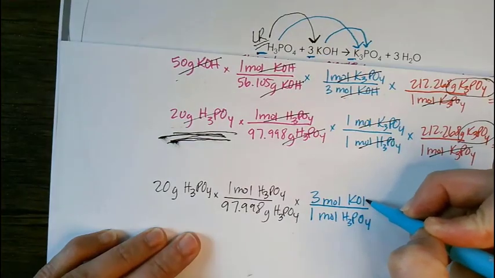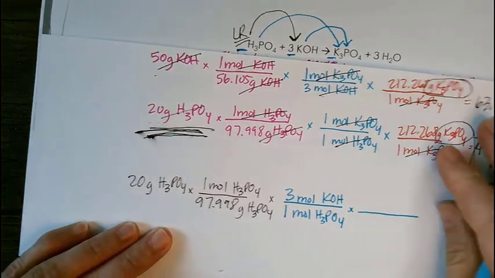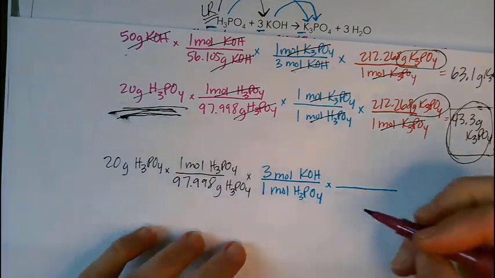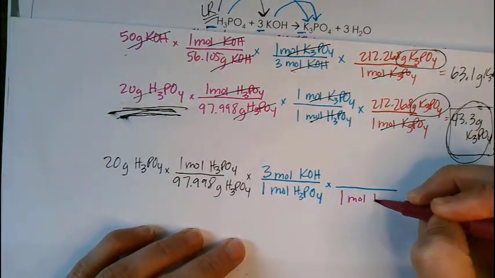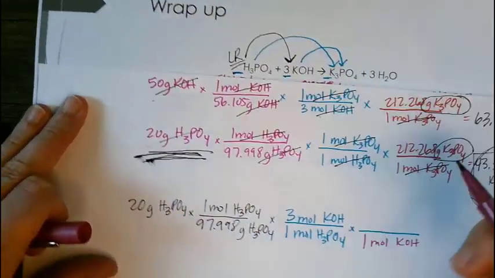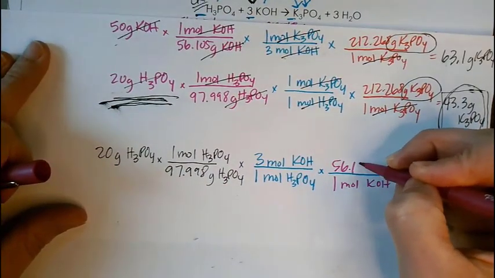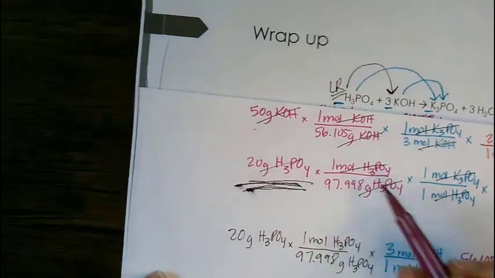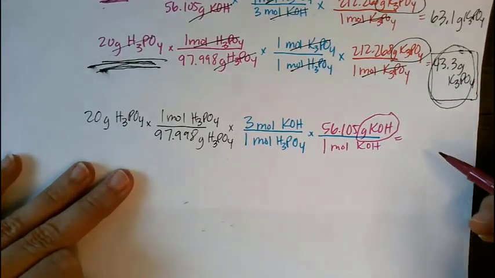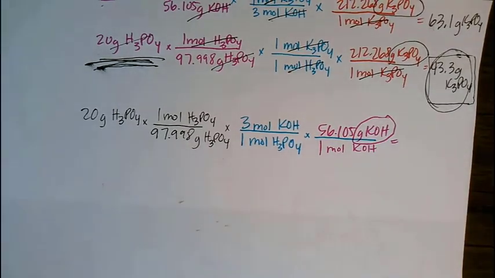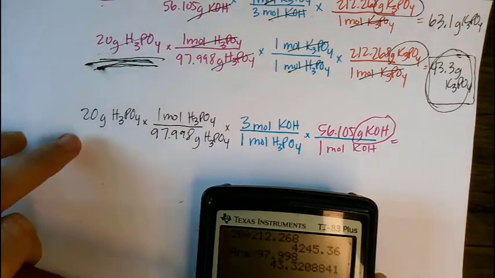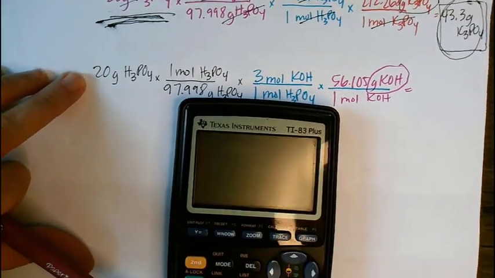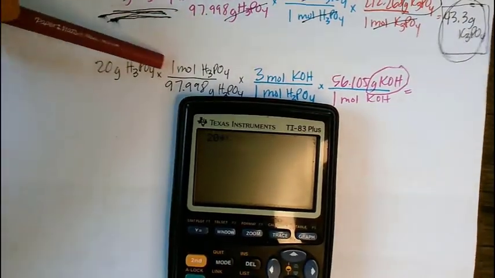And compared to my other reactant that I know there's excess of, 3. Now, because my KOH was originally given to me in grams, I know I started with 50 grams. We need to go from moles to grams of KOH. So I know that for every 1 mole of KOH, we already found its molar mass, 56.105. So we can see here, I'm going to be left with grams of KOH, which is great because I know I started with 50 grams. So let's see how much KOH I actually use in this reaction when I use up all of my H3PO4.